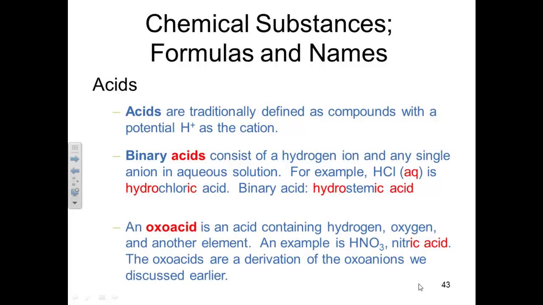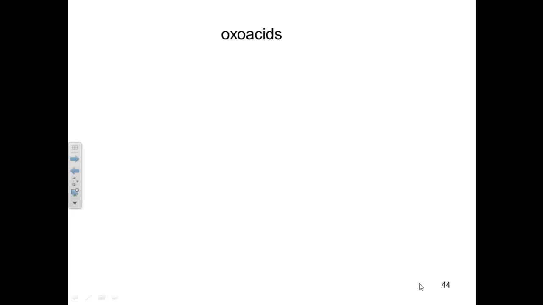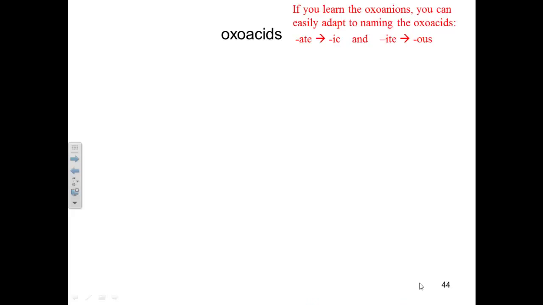An oxyacid is an acid containing hydrogen, oxygen, and another element. Example, HNO3 is nitric acid. The oxyacids are a derivation of the oxyanions that we discussed earlier. So if you can learn the oxyanions, then you can change to the acids by changing the ending to ic and ous. If you learn the oxyanions, you can easily adapt to naming the oxyacids. ATEs turn to ICs, and ITEs turn to OUSs.